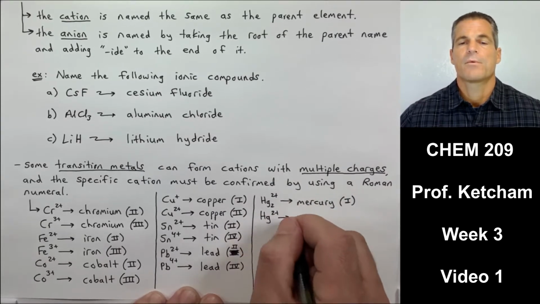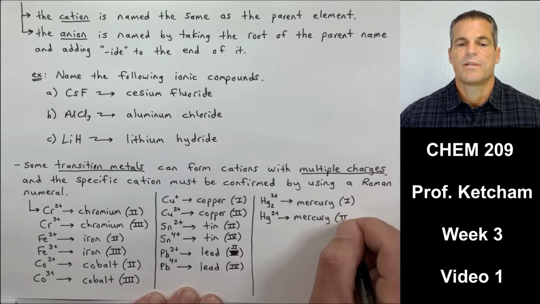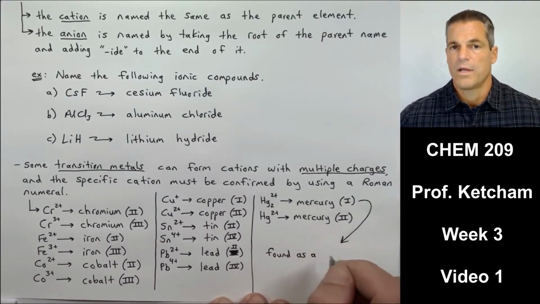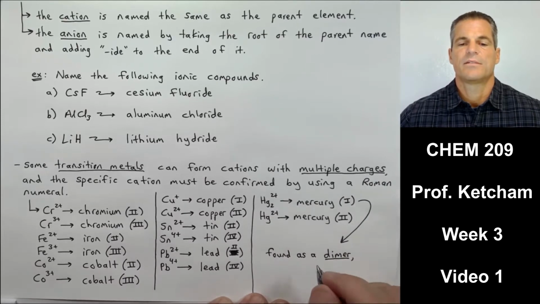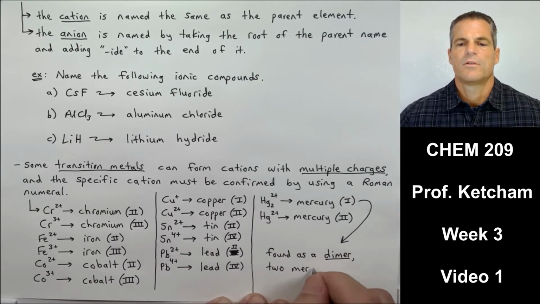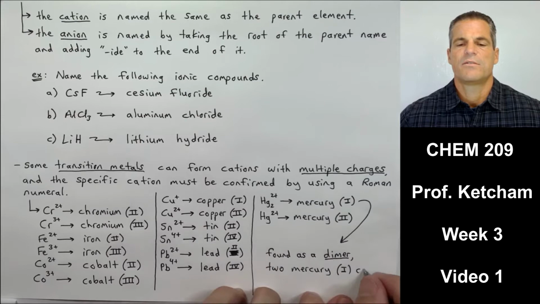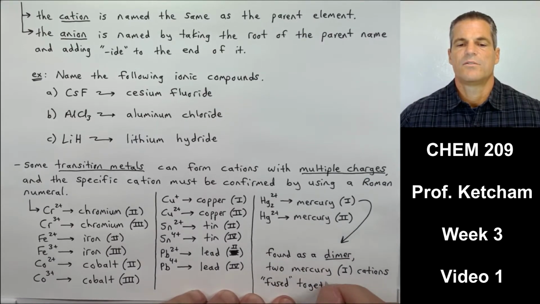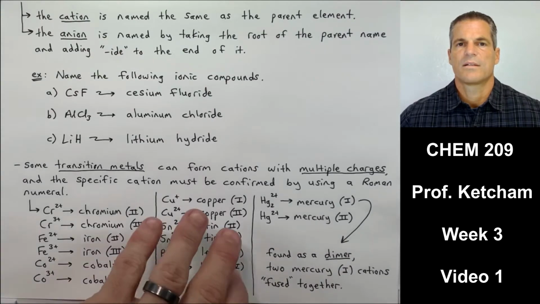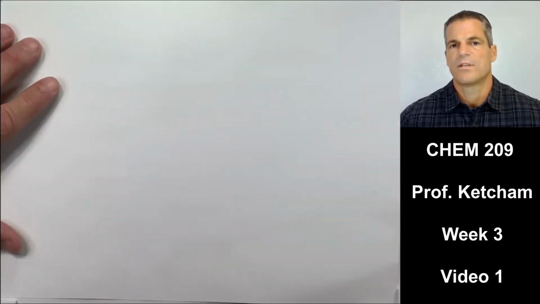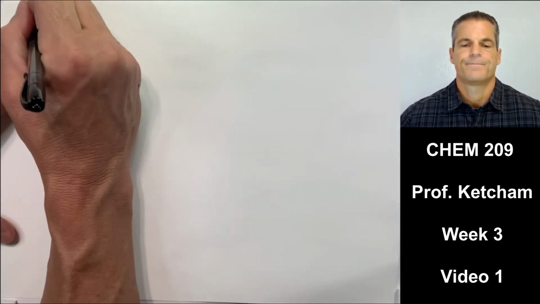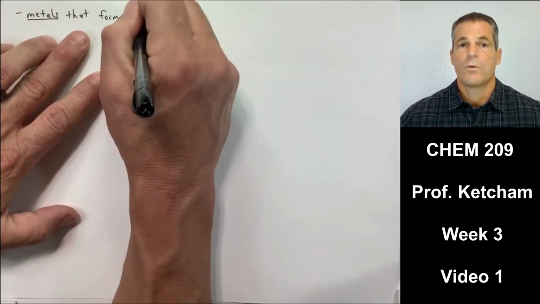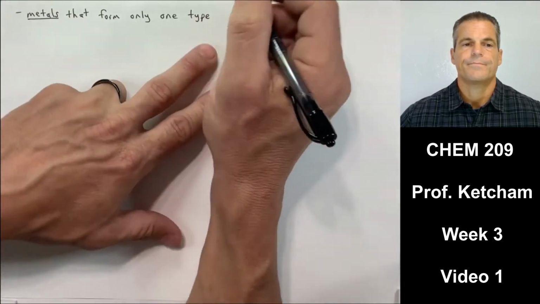Now mercury 1 is kind of a special one here. Hg2 with a 2+ charge is mercury 1. Hg2+ is mercury 2. So the mercury 1 ion there, the Hg2 2+, is found as a dimer, which is essentially 2 mercury 1 cations fused together, if you will. Okay? So we use Roman numerals nowadays.